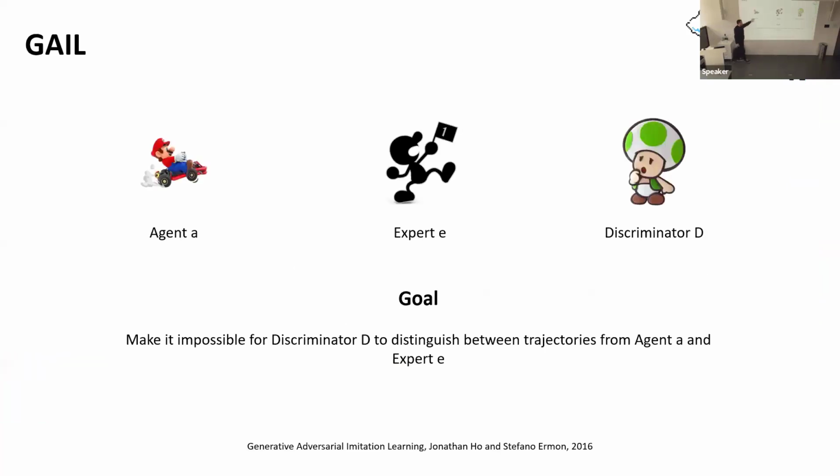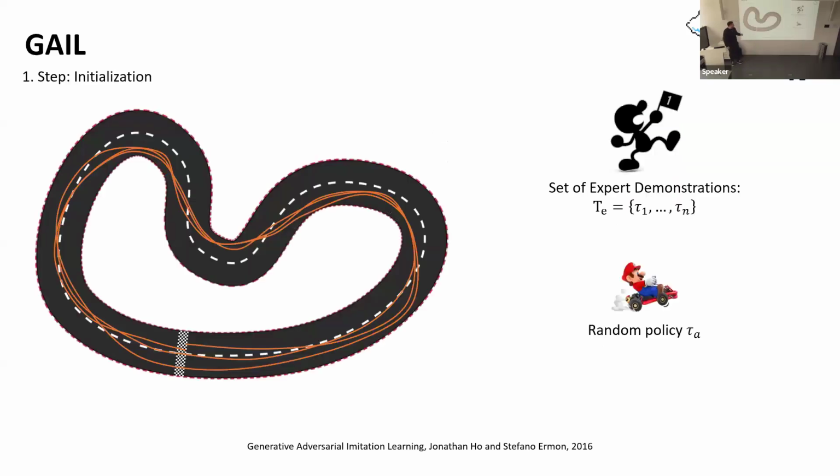So assume we have our agent A, our expert E, and some discriminator D. The task is now to fool the discriminator, so that the trajectories that we drove through the track cannot be distinguished from the expert's. And how do we do it? In the beginning, we start with a set of expert demonstrations, for example, here a lot of laps.